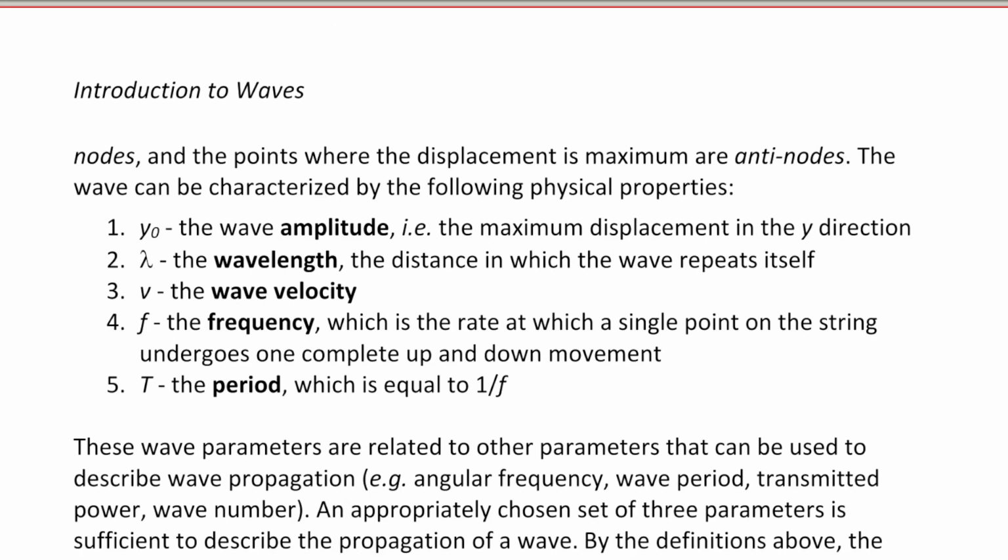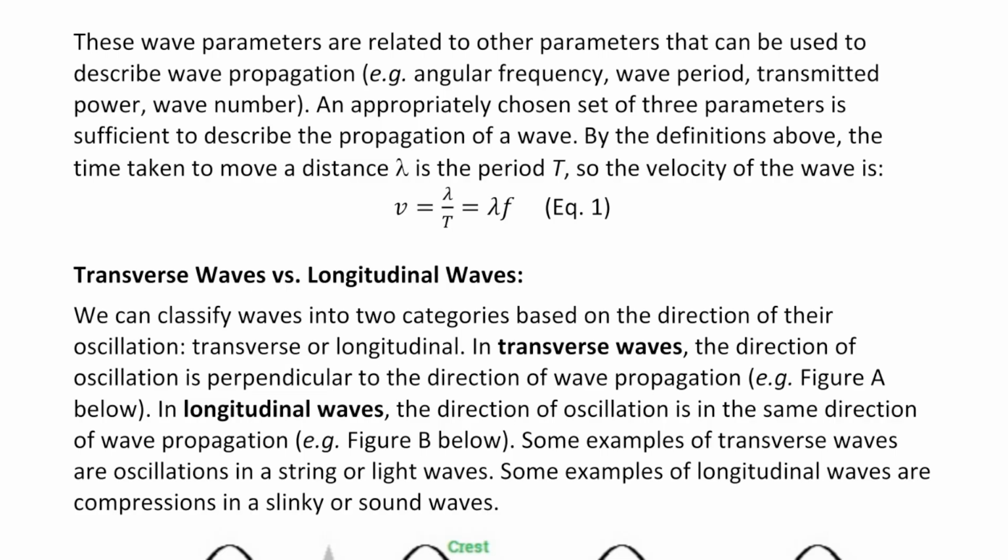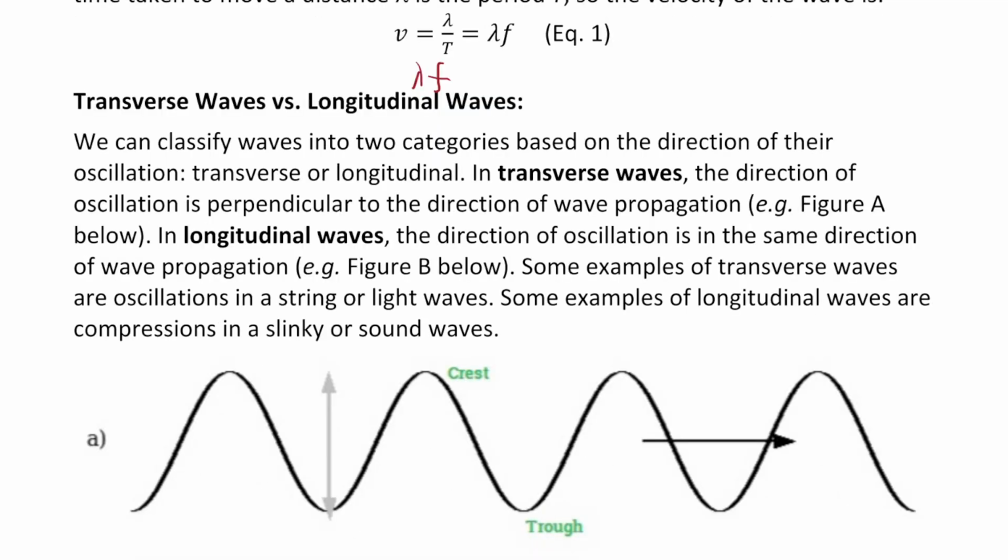And then waves also have frequency, meaning the rate at which a single point will complete one up then down motion. And then T is the period, which is how long that takes, and that's just 1 over the frequency. And so generally the velocity of a wave is just the wavelength times the frequency. You can replace frequency with 1 over period if you want, but it's almost always written as lambda times frequency, which is fine.